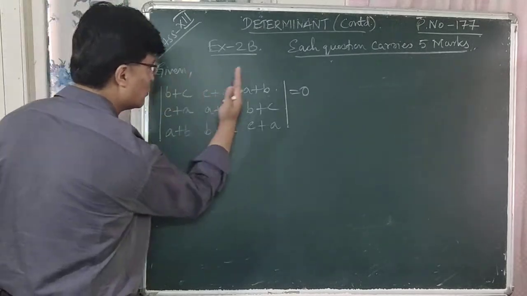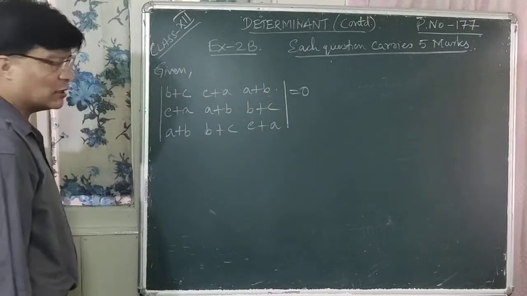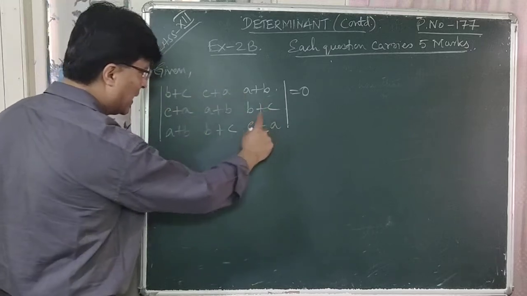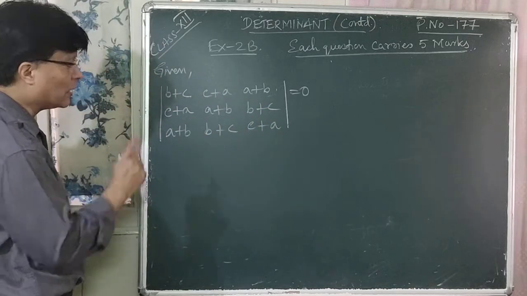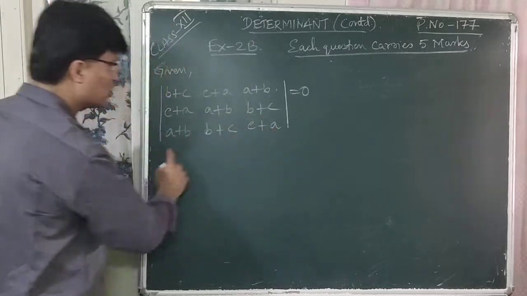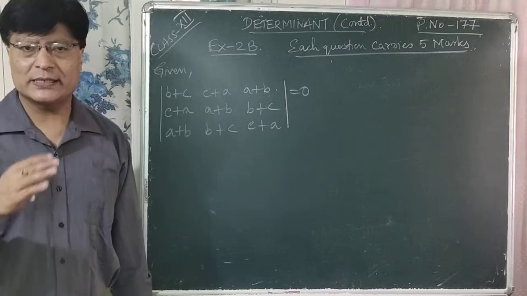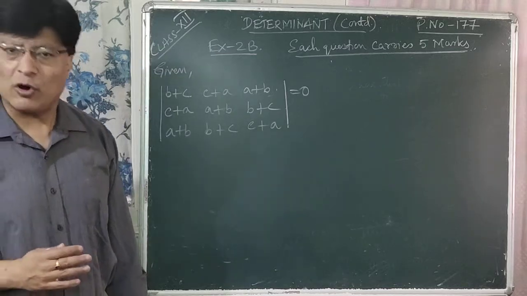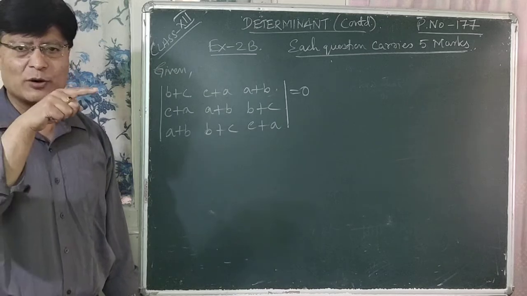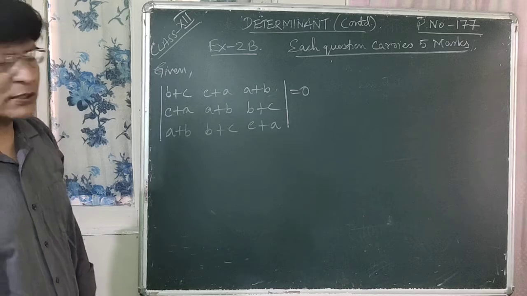What is C1 plus C2 plus C3? If you add all the terms in the first row, what do we get? 2A plus 2B plus 2C. Similarly, add all those terms in the second row, 2A plus 2B plus 2C. Similarly, add all those terms in the third row, you will get 2A plus 2B plus 2C. That means we are getting the same elements in the first column. That is twice A plus twice B plus twice C. Again, there is common there. What is common here? 2 into A plus B plus C.